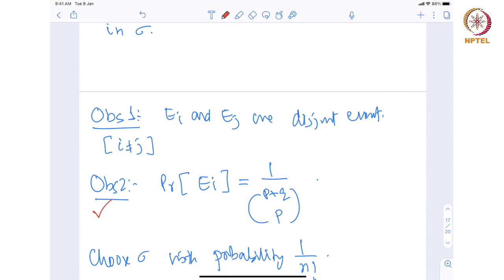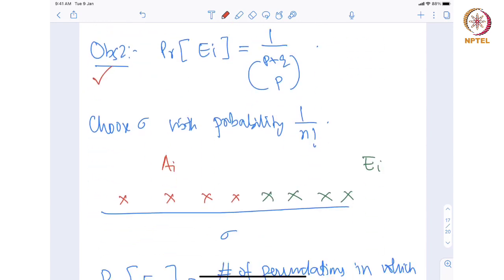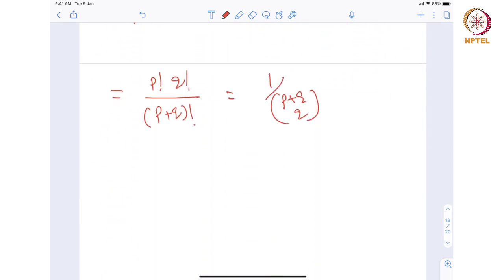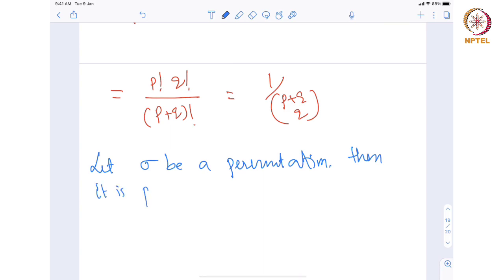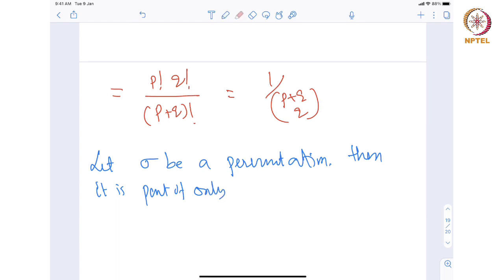Now the observation says that ei and ej are disjoint events. Okay. What does it mean by this? What is the meaning of this? Let sigma be a permutation, then it is part of at most one event. Okay. Then this is part of at most one event.